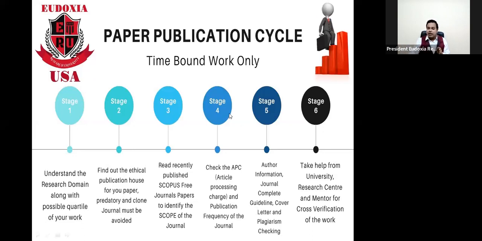Then in stage 4, see the APC, article processing charge. There should not be an article processing charge, and then only you can have the free publication. So please remember that APC, you have to see that in the author package. If they are mentioning that you need to pay money, you need to make the payment, don't go with that one, go with only free journals.